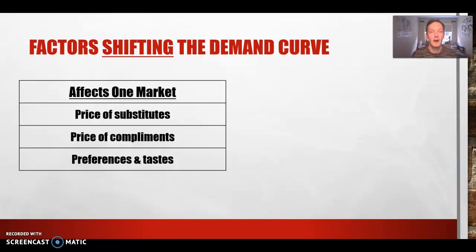So there are 8 factors, I think, all up, that shift the demand curve, and that can be really hard to remember them all. So what I'm recommending you do is you split them into groups of 3 and 5. Your first 3, when these 3 factors change, it's generally only going to affect a single market. Those 3 things are price of substitutes, price of complements, and preferences and tastes. We're going to go through in a minute what these are, but breaking big lists down into smaller chunks is a really, really good learning strategy to remember things. So a list of 8 is really hard, but 3 and 5 you can do. So those are the things that affect one market.